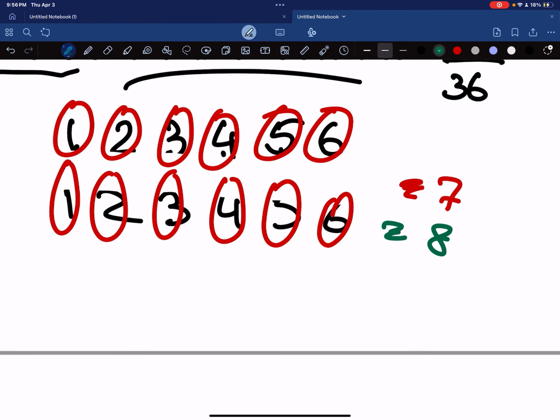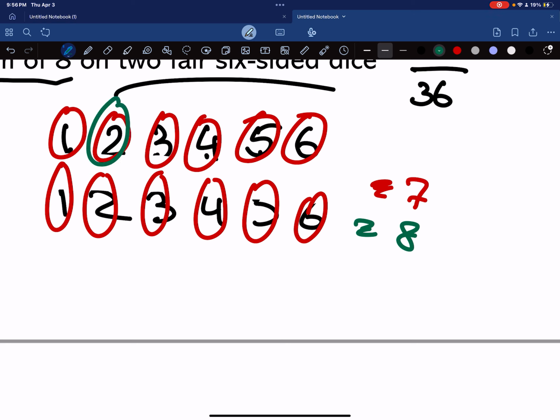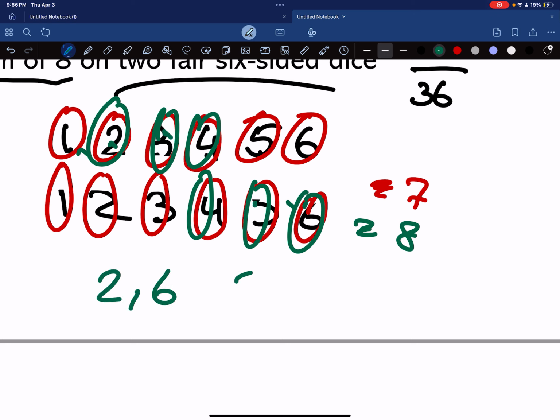So 6, going to go 6 over here. Now for 8, we have 2 and 6, 3 and 5, and 4 and 4. So this is one combination. This is 3. So 2 and 6 is one combination. 3 and 5 is another combination. But 4 and 4 is only one combination.